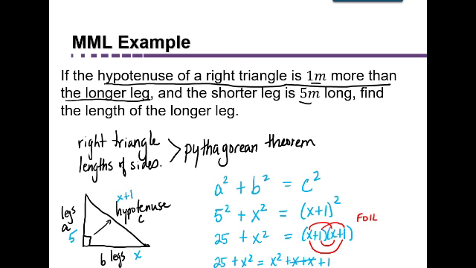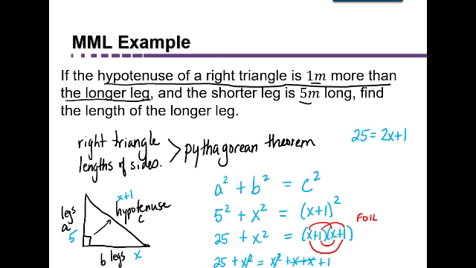terms. Now notice that there's an x squared on each side, and then in an equation it stays balanced if we remove the same amount from both sides. So I'm going to subtract x squared from both sides to get those to cancel out. So we're left with 25 equals 2x plus 1. And this looks more like the type of equation that we've been seeing, the linear equations.